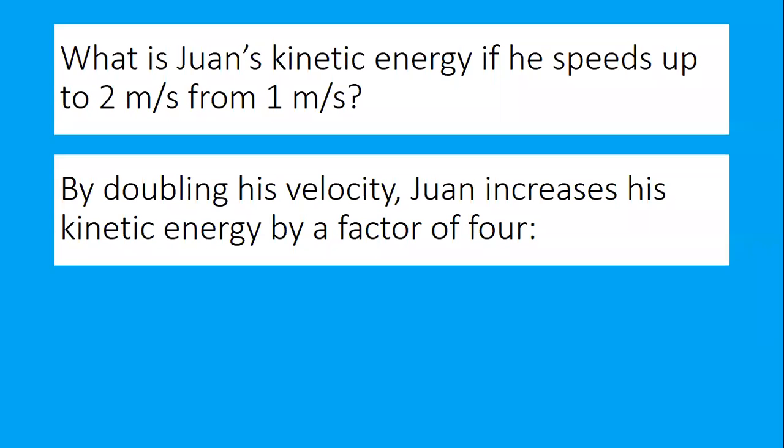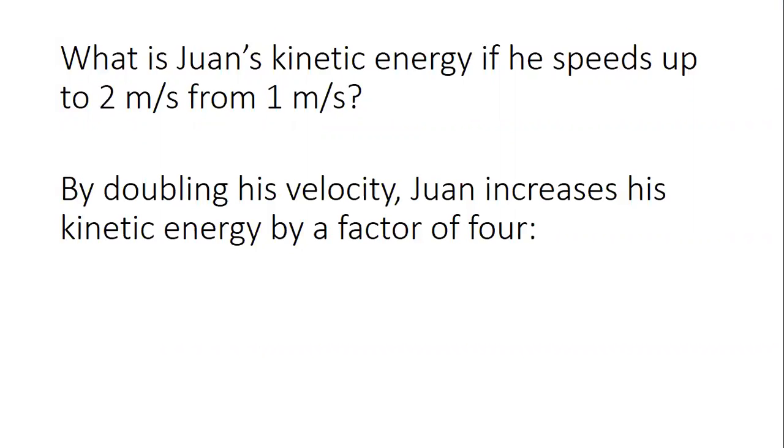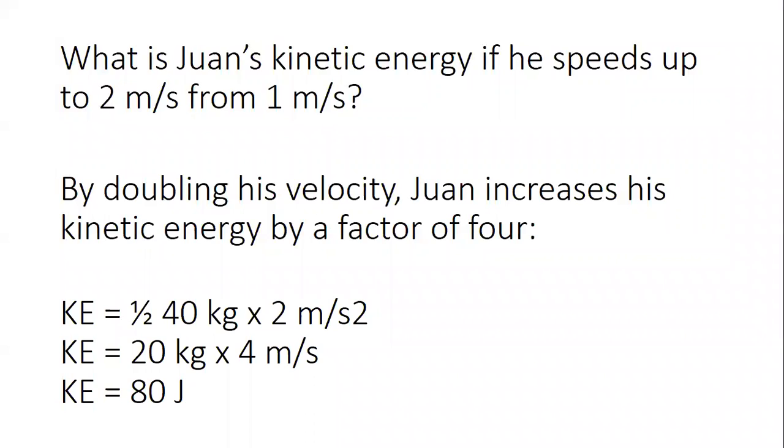So, quick question. What is Juan's kinetic energy if he speeds up to 2 meters per second from 1 meter per second? Remember, by doubling his velocity, Juan increases his kinetic energy by a factor of 4. Before, his kinetic energy was 20 joules. Let's see what doubling his speed will do. By doubling his speed, he goes from 20 joules to a factor of 4, or 80 joules of kinetic energy.